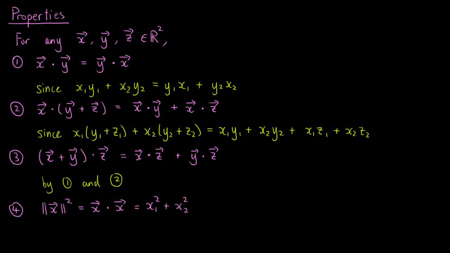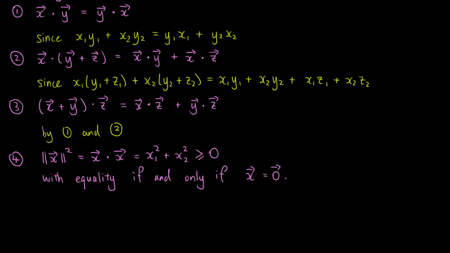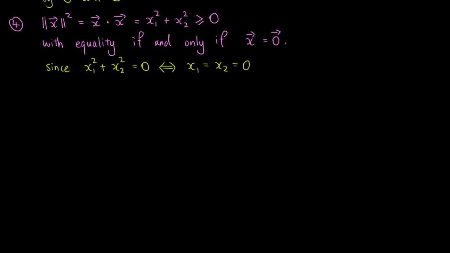The fourth property is the following. If we take the square of the length of x, it is equal to x1 squared plus x2 squared, but this by definition is x dot x, and since we have a sum of two squares, it is greater than or equal to 0, and this would be equal to 0 if and only if both x1 and x2 are equal to 0. In other words, x is the 0 vector.